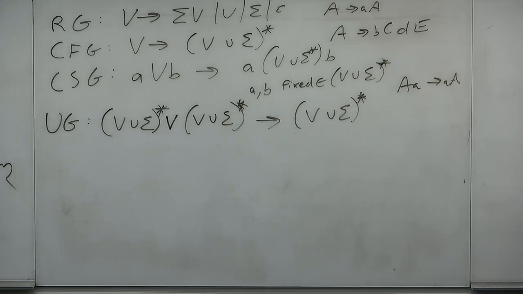Right, that's an unrestricted grammar. Obviously, unrestricted grammars are really powerful. They're more powerful than context-sensitive grammars because every context-sensitive grammar is an unrestricted grammar. But how much more powerful do we think unrestricted grammars are? Turns out that the unrestricted grammars are Turing-complete.